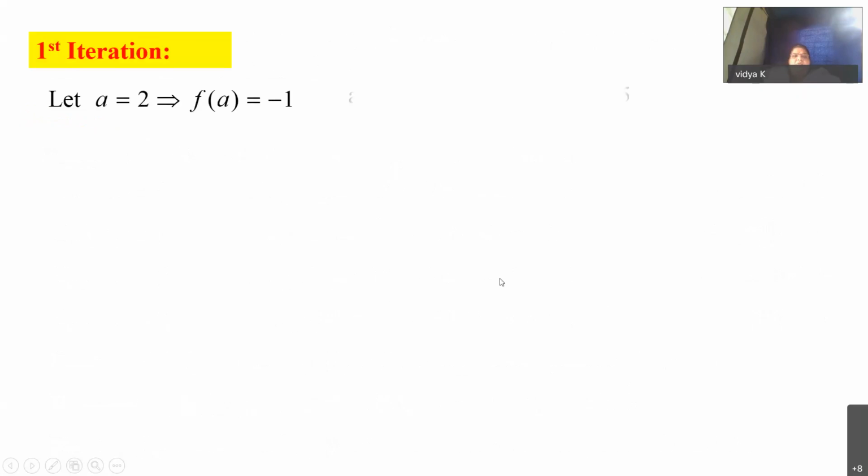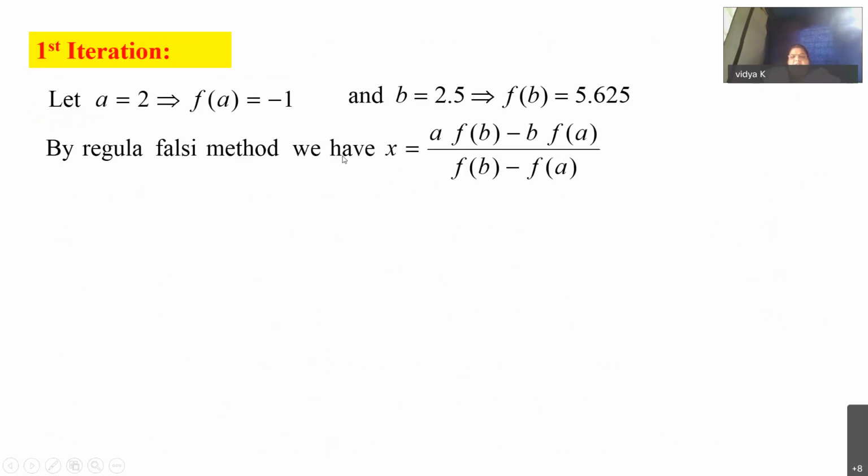After that, you go for the first iteration. So you take now the first value a as 2 and b as 2.5. And we have seen in the previous slide, f at a is minus 1 and f at b you got as 5.625, because f of x is x cube minus something. Now the regula falsi method has this formula. This is the iteration formula. This you have to learn by heart. x equal to a into f at b minus b into f at a, divided by f of b minus f of a. Easy to remember.